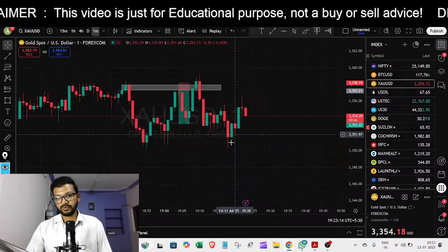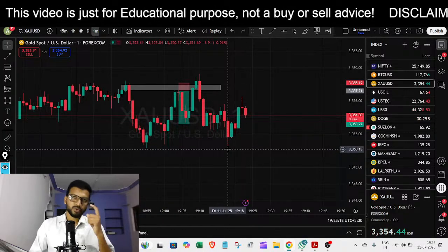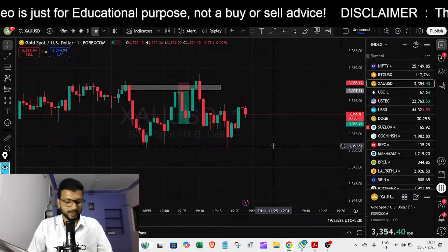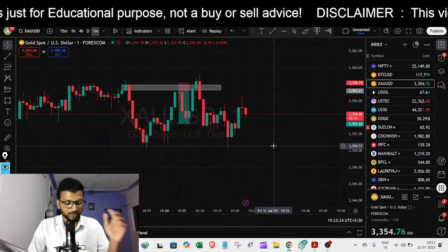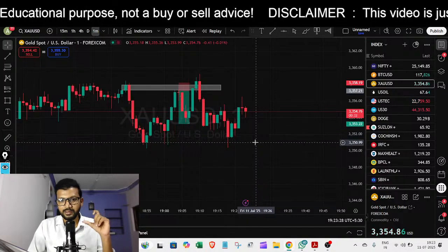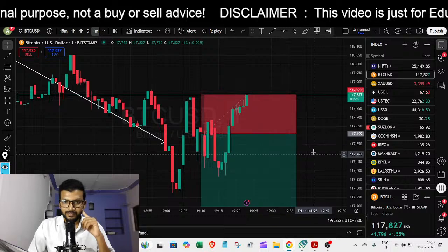Now you can see the wicks. When there are bigger wicks and a smaller body, most probably you will get trapped on any side. If you take a trade on the long side or the short side, on both sides you will be getting trapped. Okay, in such cases you should avoid it.